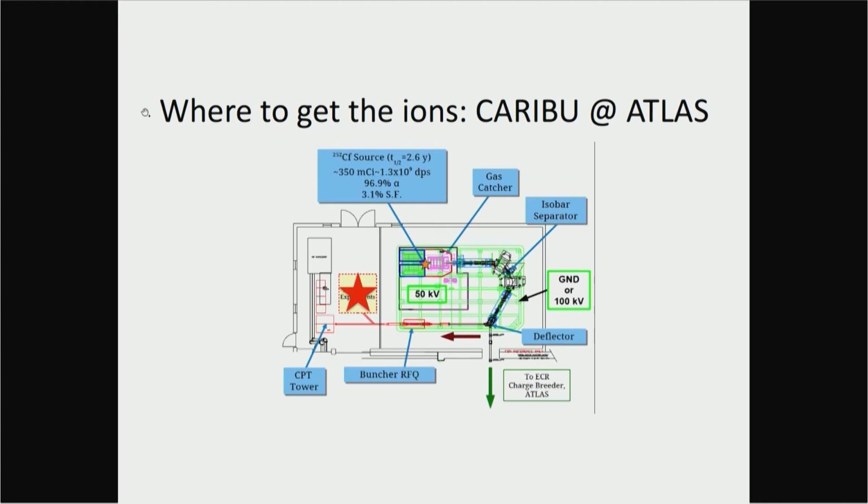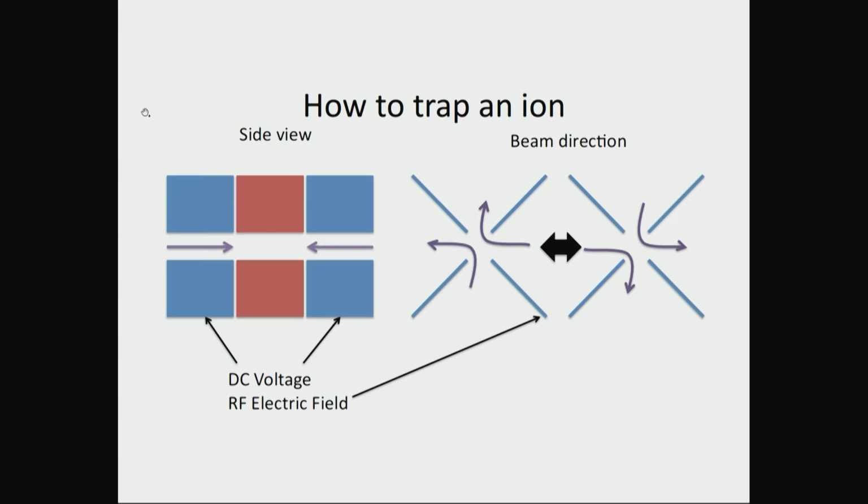From there, we deflect it and send it down to the low energy area, which is why we don't go into the main part of ATLAS, because we actually want to stop these ions so we can't have them going very fast. We bunch the beam and send it here, which is where our beta Paul trap is.